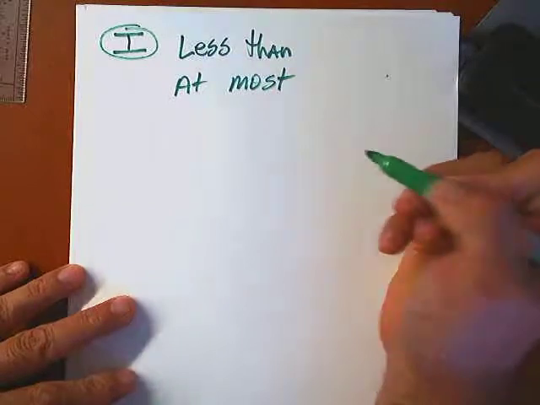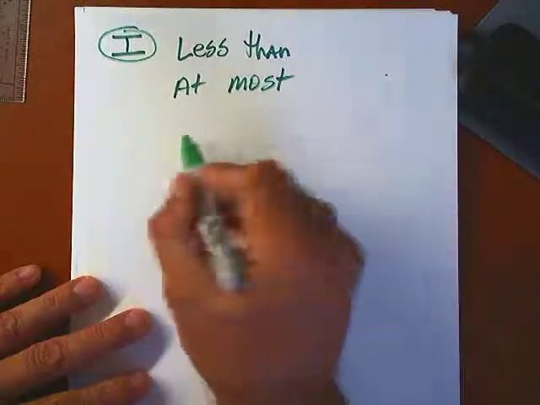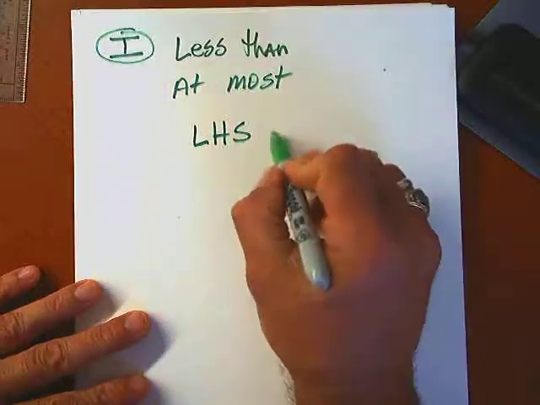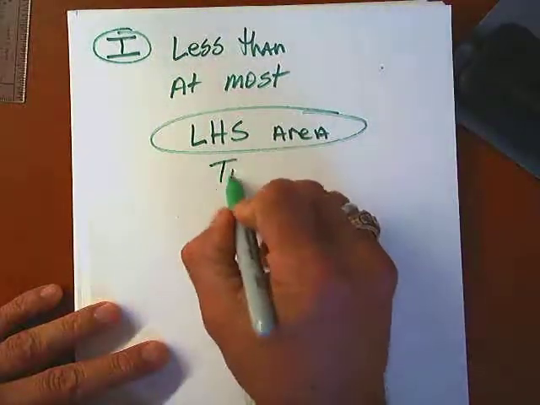5 minus 0 is 5. 2 minus 2 is 0. And 7 minus 4 is 3. And they're both equal.